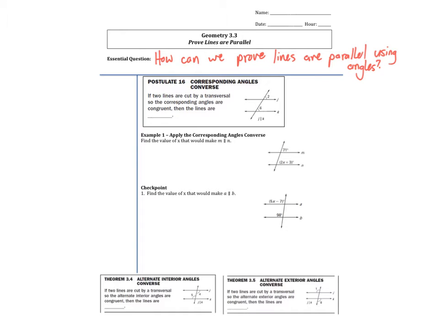All right, in section 3.3, we're going into more stuff with the parallel lines. We're still going to use those special angle pairs. This time we're going to learn how we can prove lines are parallel using angles. So the corresponding angles converse says that if two lines are cut by a transversal and the corresponding angles are congruent, then the lines are parallel.